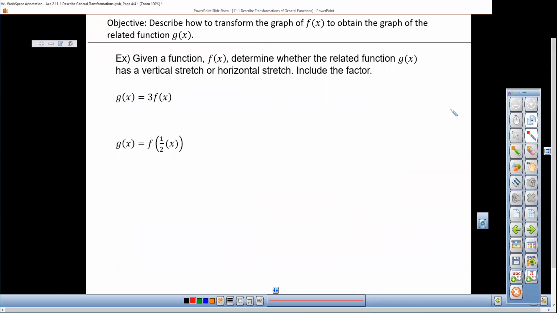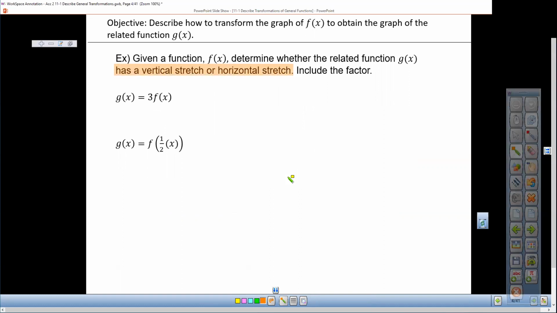So here we're going to look at some examples, and we're going to build our understanding to get to the point where we can look at a complex function and identify all of the transformations. But right now, we are only going to focus on one parameter and determining whether that parameter is giving us a vertical stretch or a horizontal stretch.